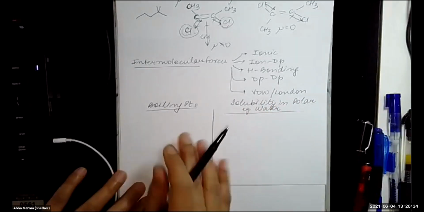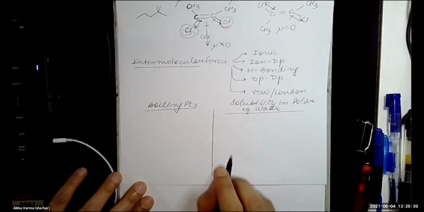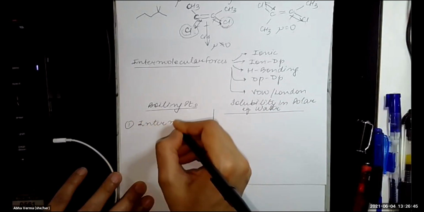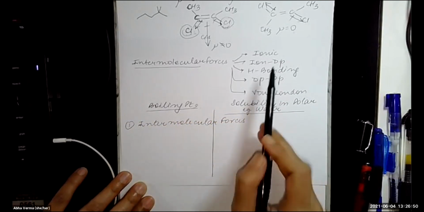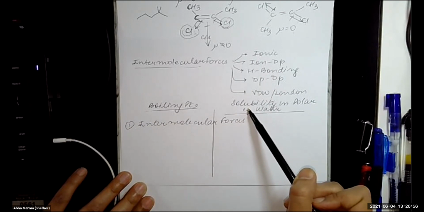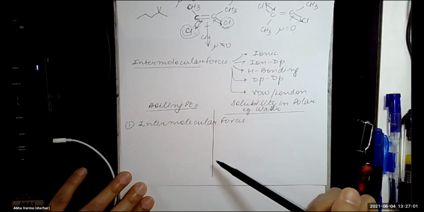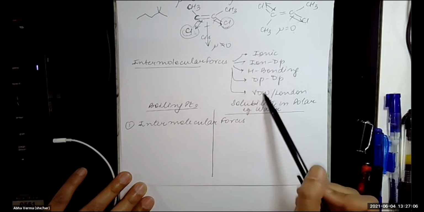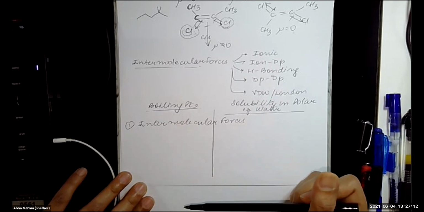So how does structure affect boiling points? How does structure affect solubility? The first and the common thing is intermolecular forces. And you have to remember, ionic will have higher boiling points. Ionic will have high solubility in water. If a compound only has London forces and you have a compound which has ionic forces, which of these two will have a higher boiling point? The one with ionic forces in it.